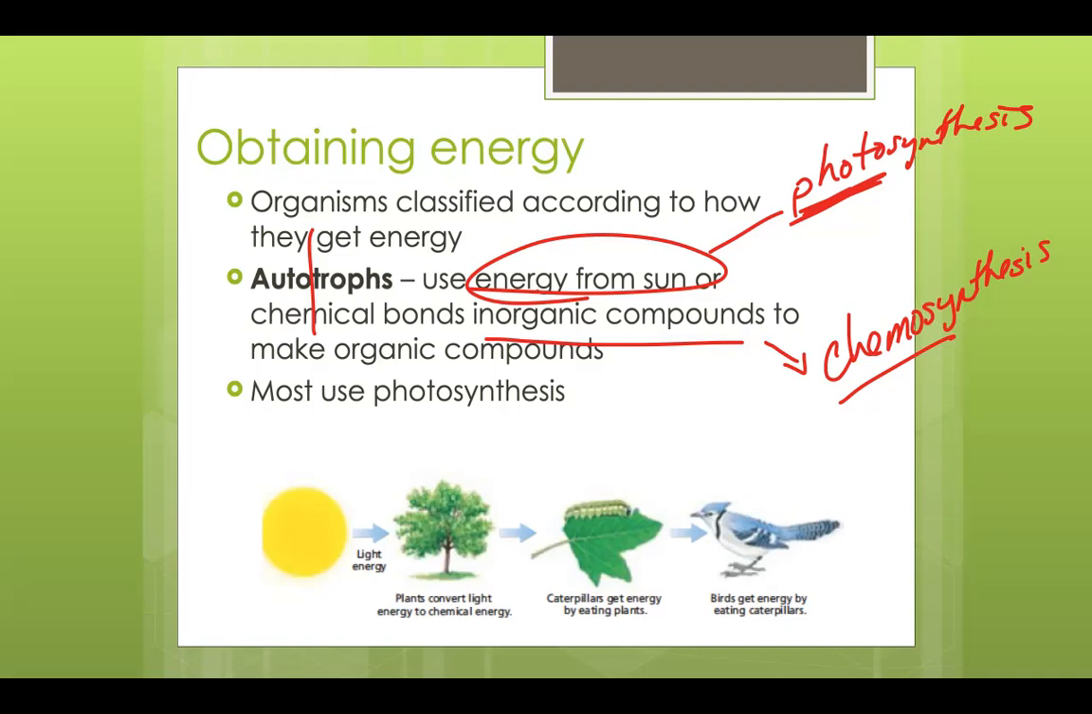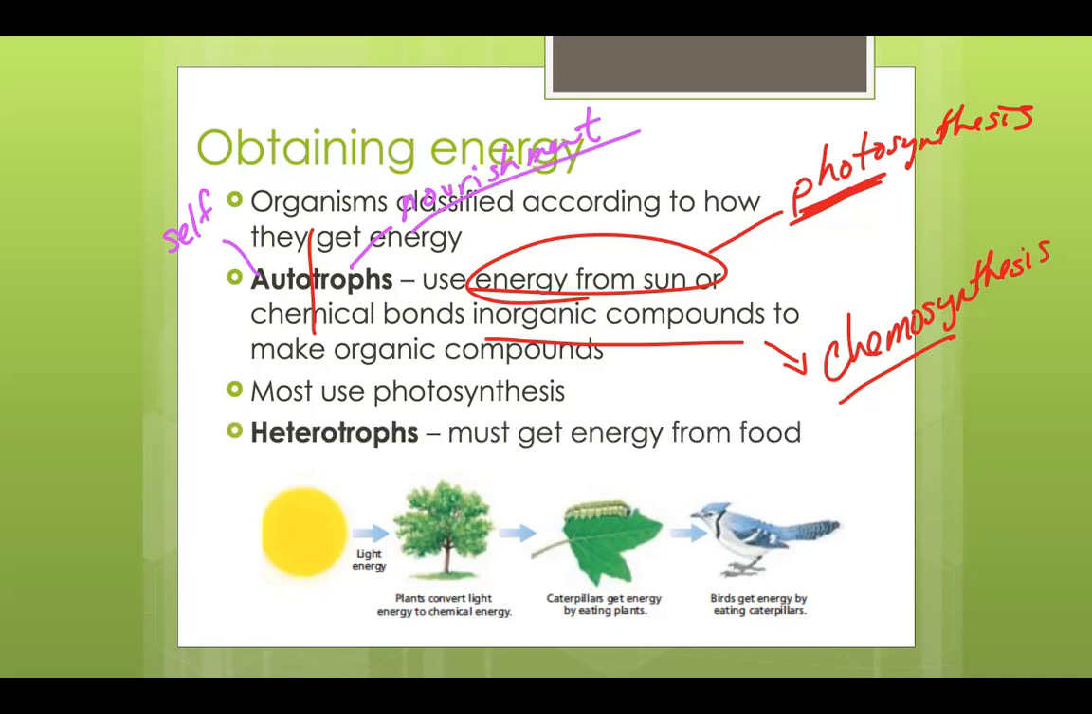Troph is a combining form used like a prefix meaning nourishment. Okay. So basically nourishment. And again, I always told you in biology, we break down the vocab. So auto means self, troph, nourishment.